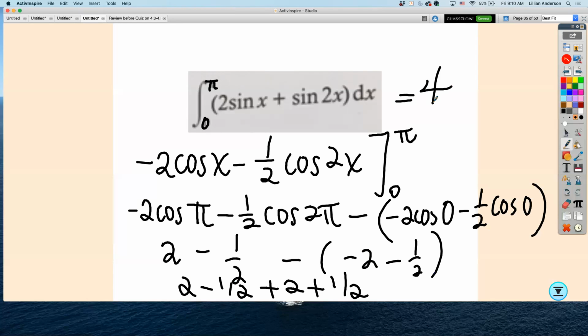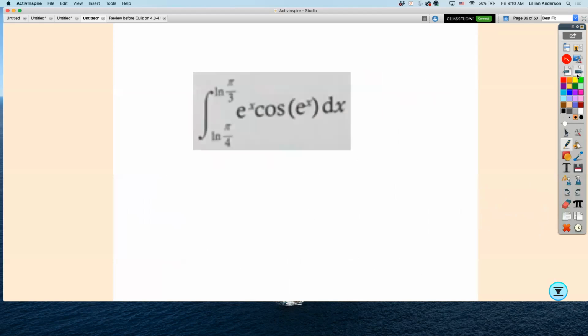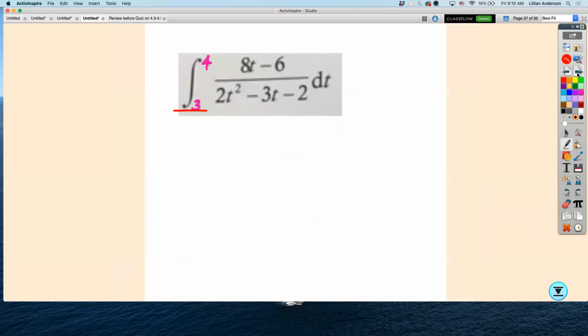How are we with the fundamental theorem of calculus? So far, so good? Good stuff. Let's do this one. That is a square. That's a t.